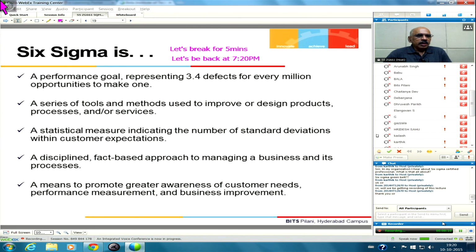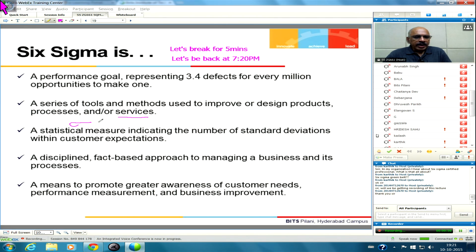Welcome back. Let us summarize whatever we have discussed so far. We said Six Sigma is a goal of 3.4 defects per million opportunities in every process. It is a set of tools and methods used to improve or design products, processes, and services. It is a statistical measure. People ask me, what is sigma? Sigma is basically a statistical measure, standard deviation: how many standard deviations away from the mean.